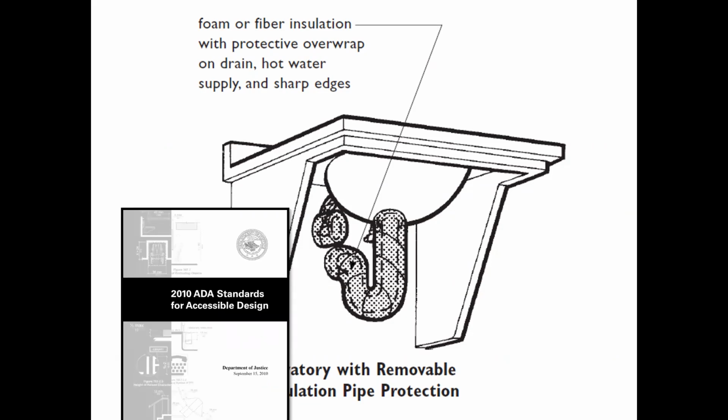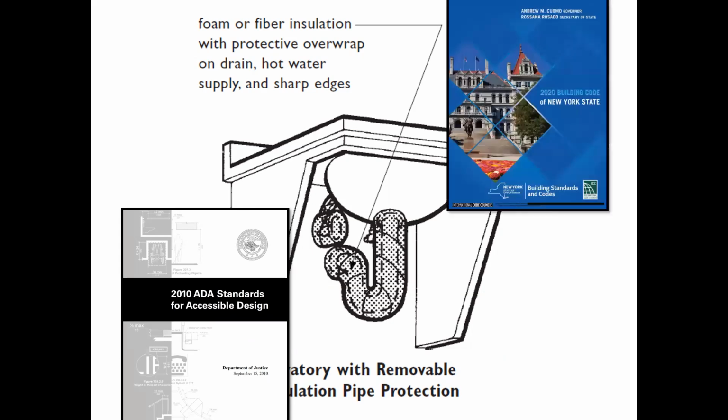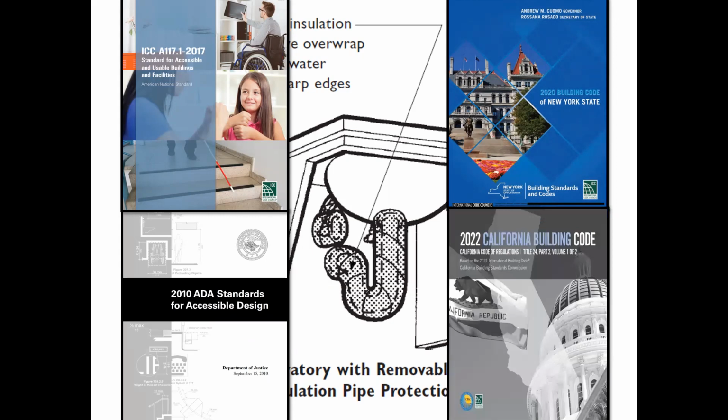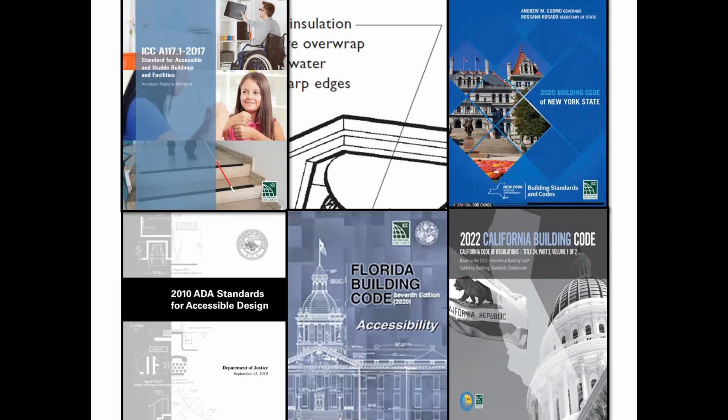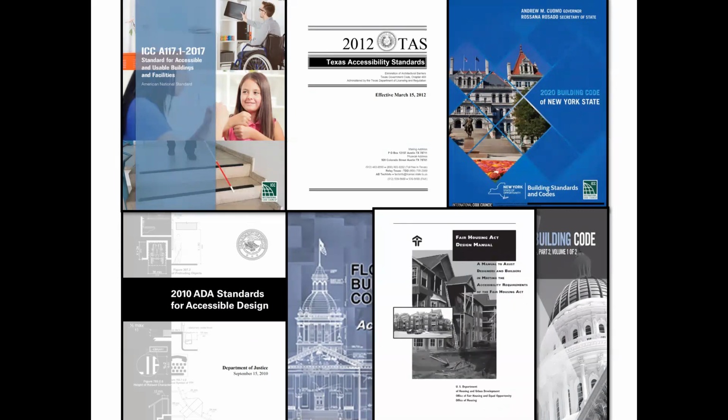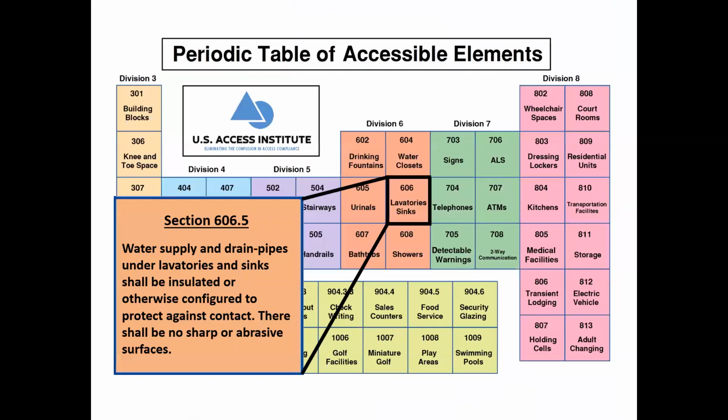The requirement is very consistent across the U.S. It is in the 2010 ADA Standards for Accessible Design. It's in Chapter 11 of the 2020 Building Code of New York State. It's in the ICC A117.1, 2017. It's in Chapter 11B of the 2022 California Building Code, in the 2020 Florida Building Code accessibility provisions, and it's in the 2012 Texas Accessibility Standards. And as we noted earlier, it is in the Fair Housing Act Design Manual. So it's easy to see that the requirement is indeed consistent across the USA.